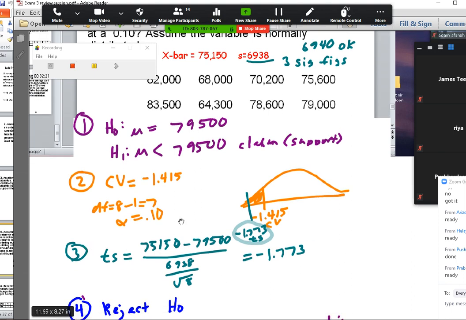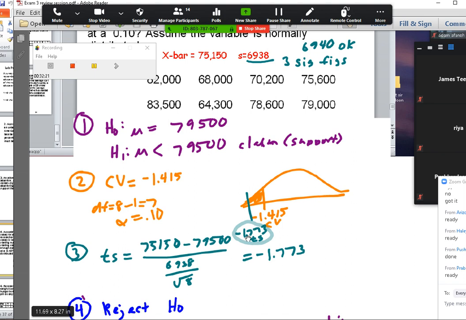And then my test stat. I'm going to take what I got from my sample, 75,150, minus what I expected to get from my claim, 79,500, divided by S over square root of n. So 6938 over square root of 8, and I got negative 1.773. So there's my test stat. It goes right in here.